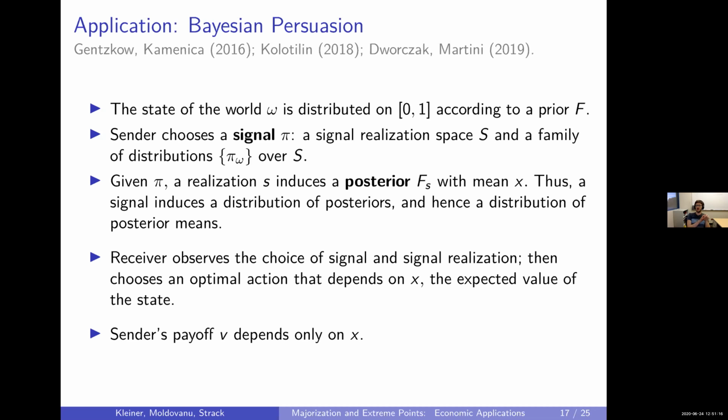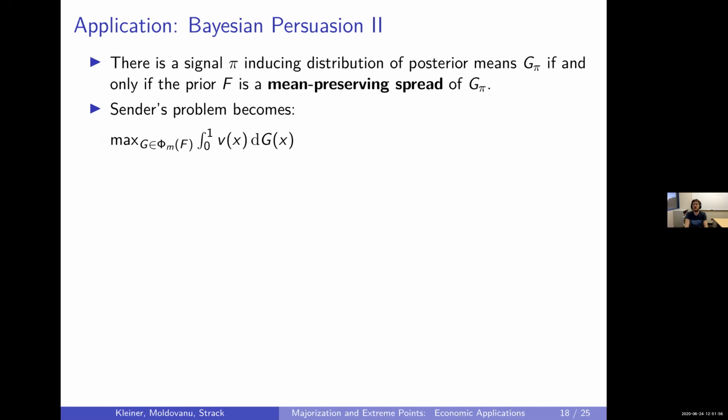So whenever you choose a signal, this induces essentially a distribution over posteriors and in particular a distribution over posterior means. Now the idea is that the sender's payoff only depends on the posterior mean. This is to make this problem tractable, even though you have many states of the world. So the first question is, how should you write this as an optimization problem? It turns out that instead of optimizing directly over the signals, it's easier to optimize directly over the distribution of the posterior means.